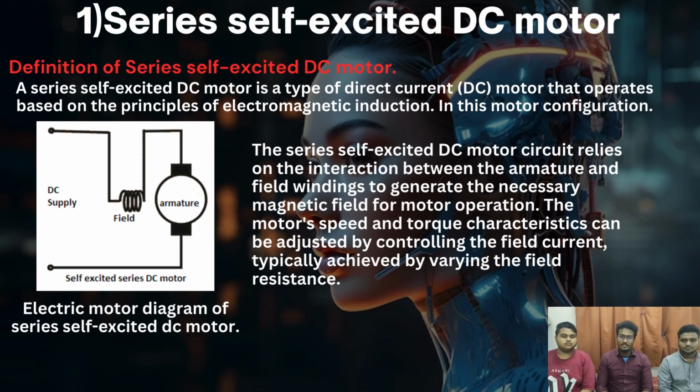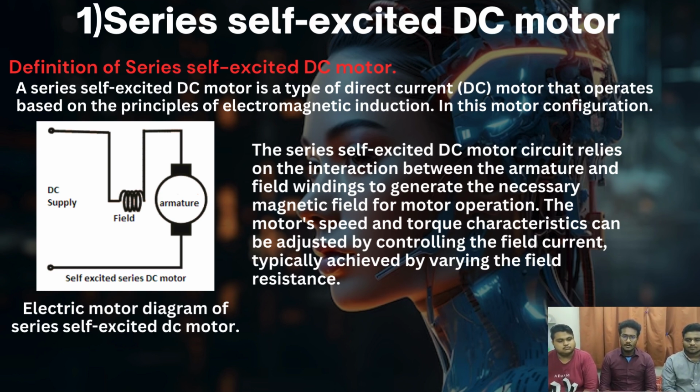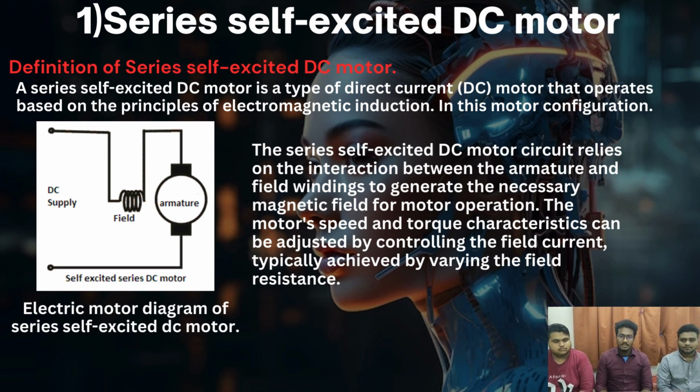First, series self-excited DC motor. Definition of series self-excited DC motor. The series self-excited DC motor is a type of direct current motor, called DC motor, that operates based on the principle of electromagnetic induction. In this motor configuration, the circuit relies on the armature and the field winding to generate the necessary magnetic field for motor operation.